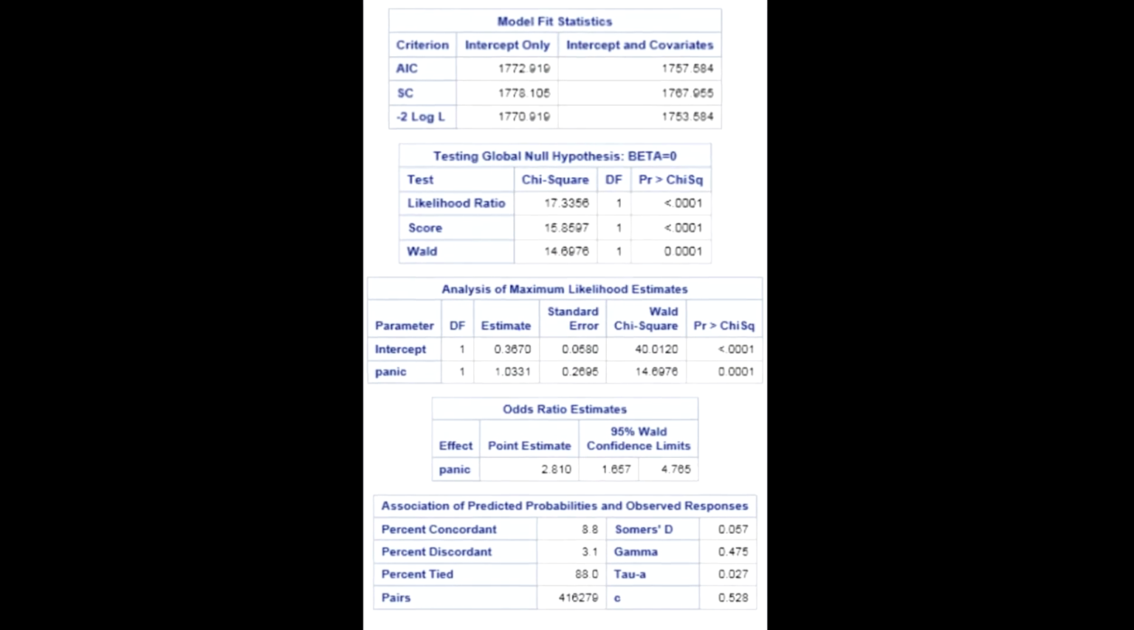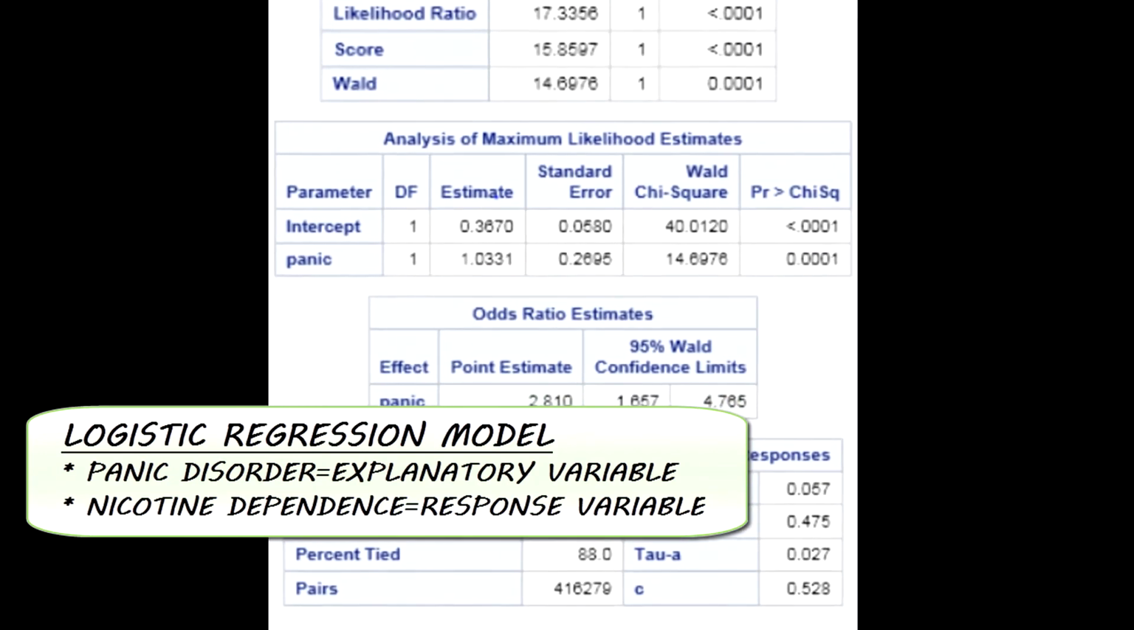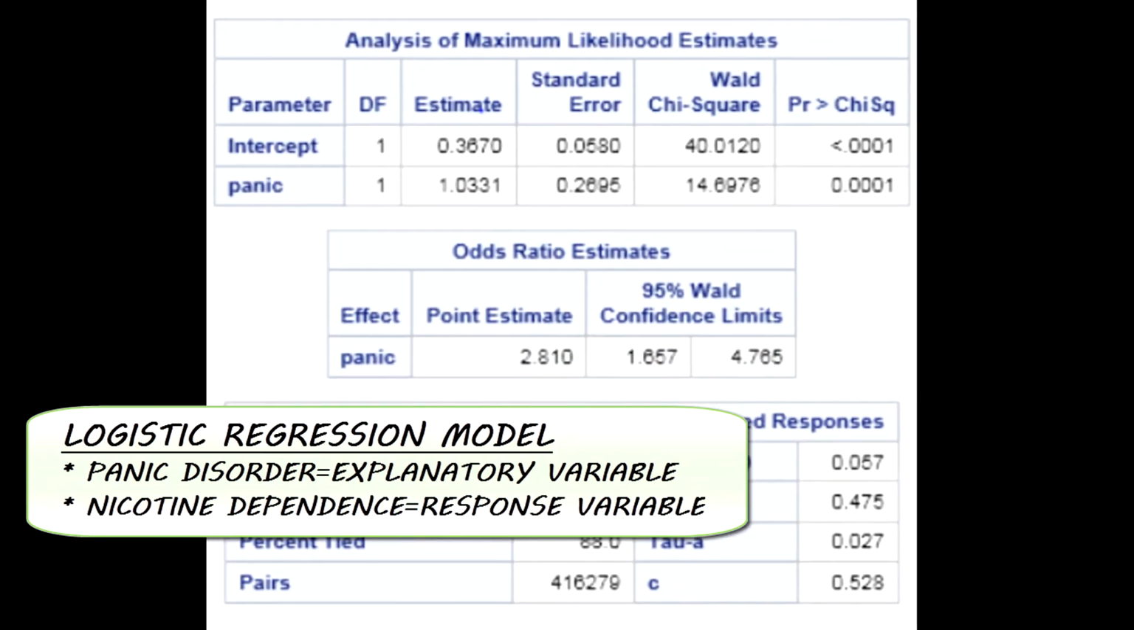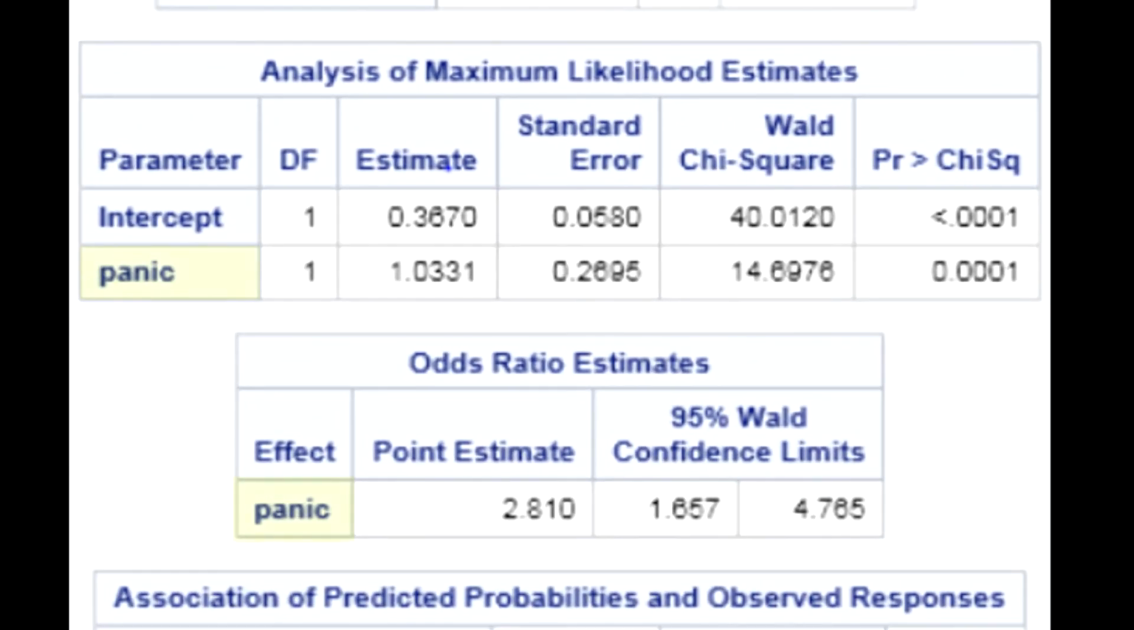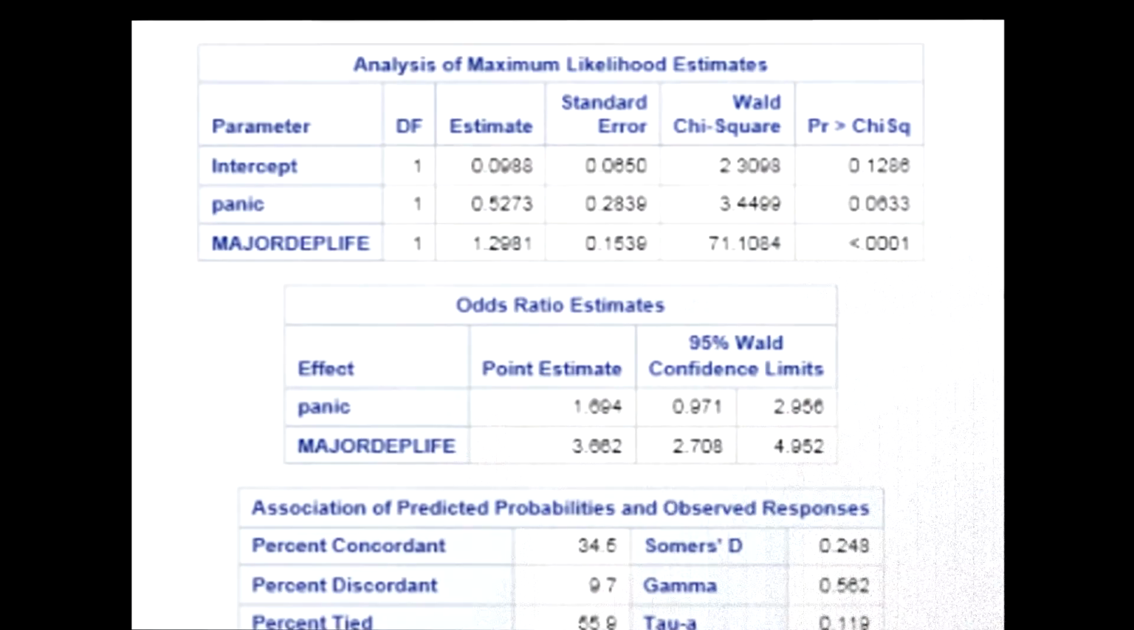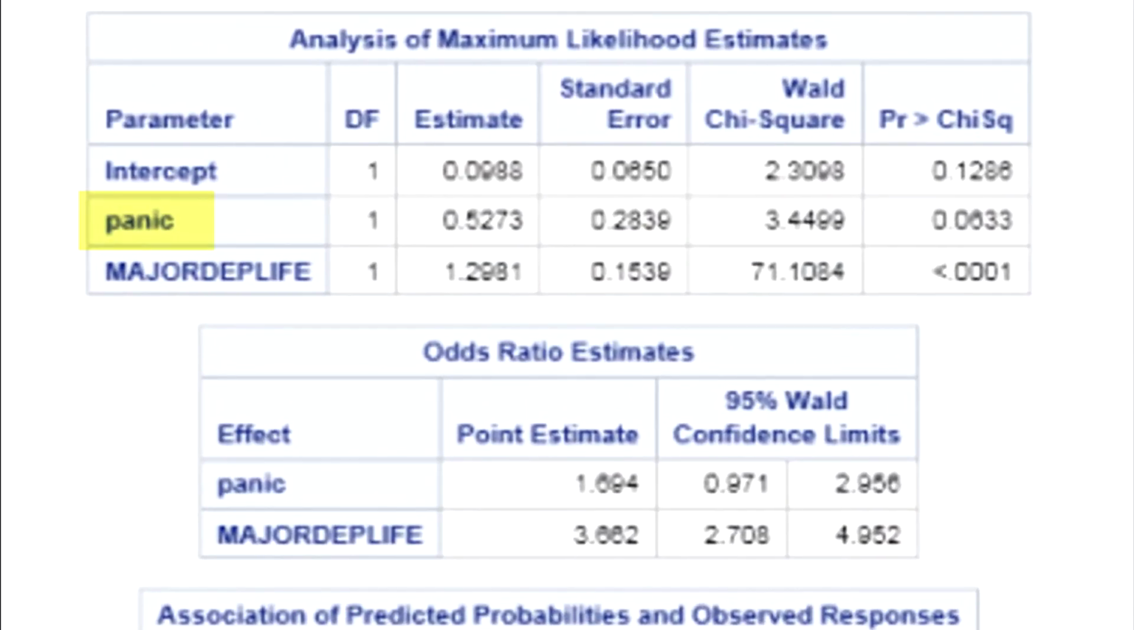Another example of confounding occurs when a logistic regression model is run to test the association between panic disorder as the explanatory variable and nicotine dependence, the response variable. Panic disorder is an anxiety disorder characterized by recurring panic attacks. Here we see a significant association, and note that young adult daily smokers with panic disorders in our sample are 2.8 times more likely to have nicotine dependence than young adult daily smokers without panic disorder. However, when we add major depression to the model, panic disorder is no longer significantly associated with nicotine dependence.